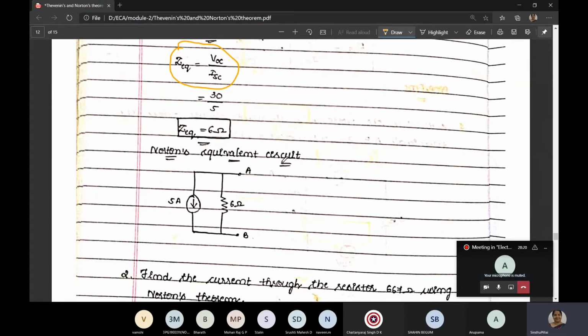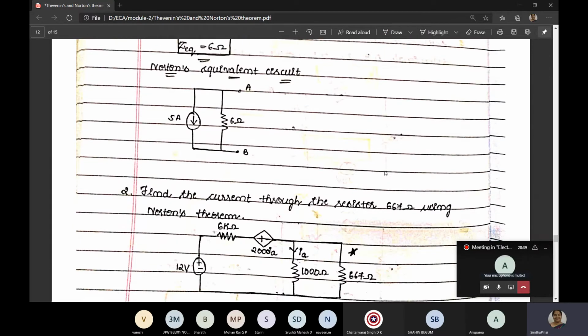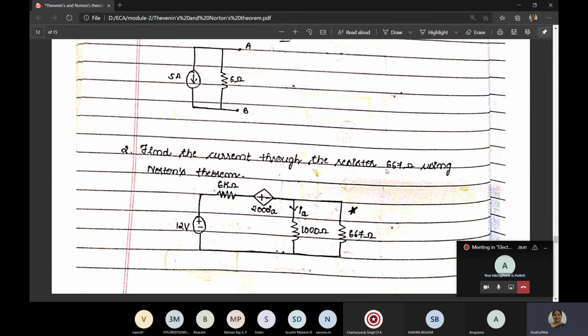Now draw the Norton's equivalent circuit. So Norton's equivalent circuit is what? The current source is 5 amps and its parallel impedance is 6 ohm. We had assumed the downward direction, so it is put in the downward direction. So this is one of the very frequently asked questions. Okay, very important problem. Next we'll see the same concept with some different numbers they have given.